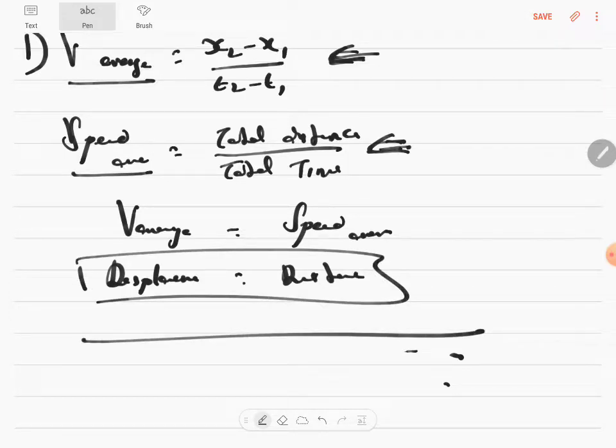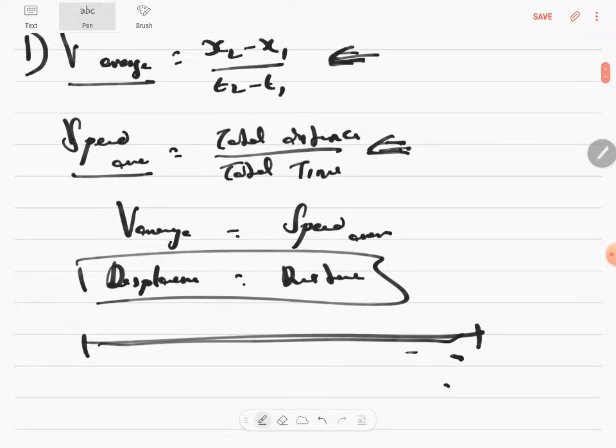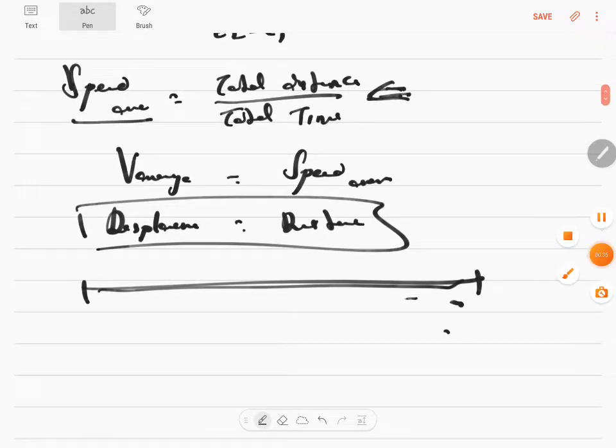So when the object is moving along a straight line, the change in position will also be the same as the distance. So when the object is moving along a straight line, the average speed and the average velocity will be equal. So the first question has been answered.